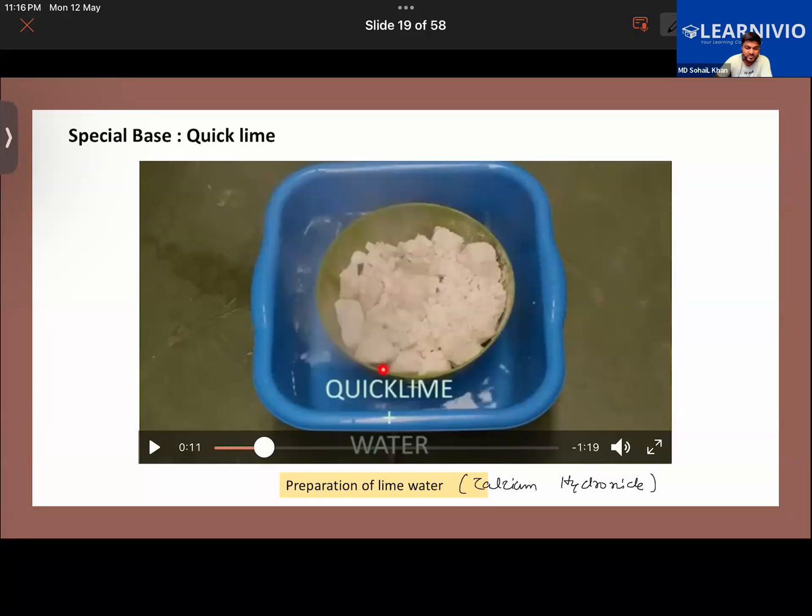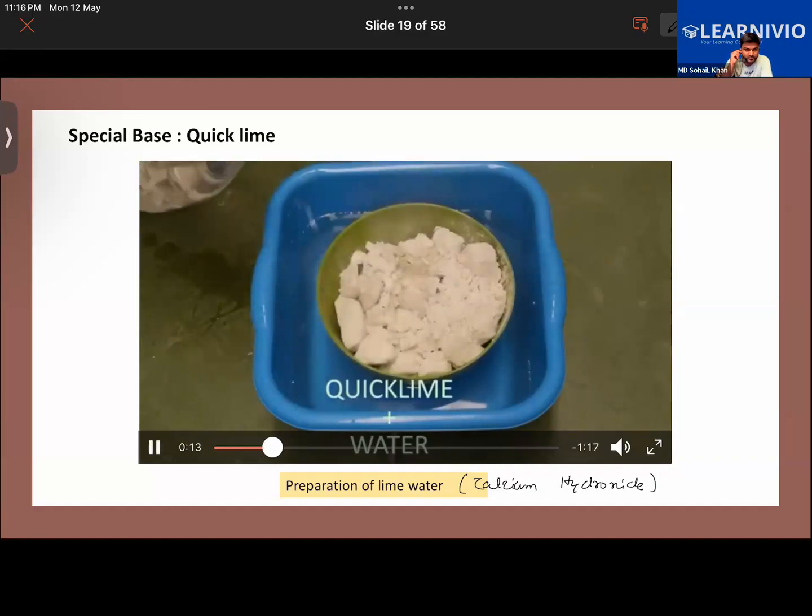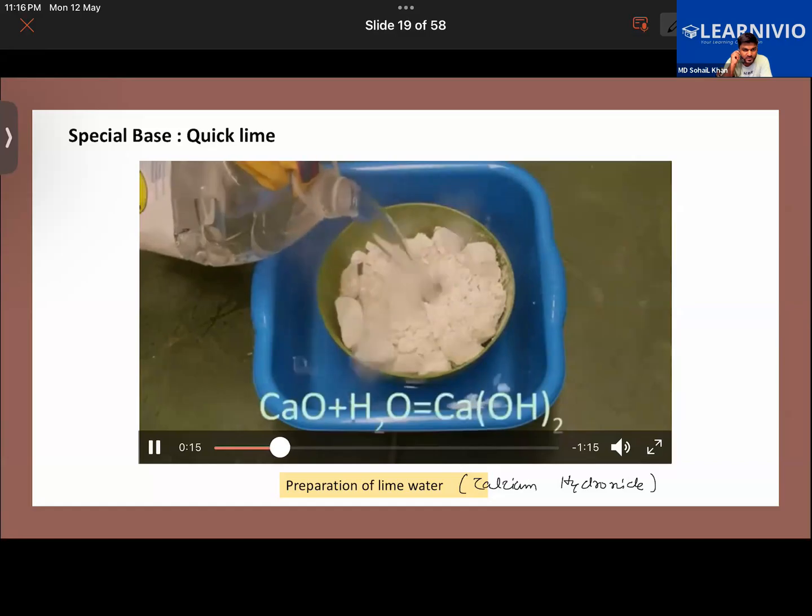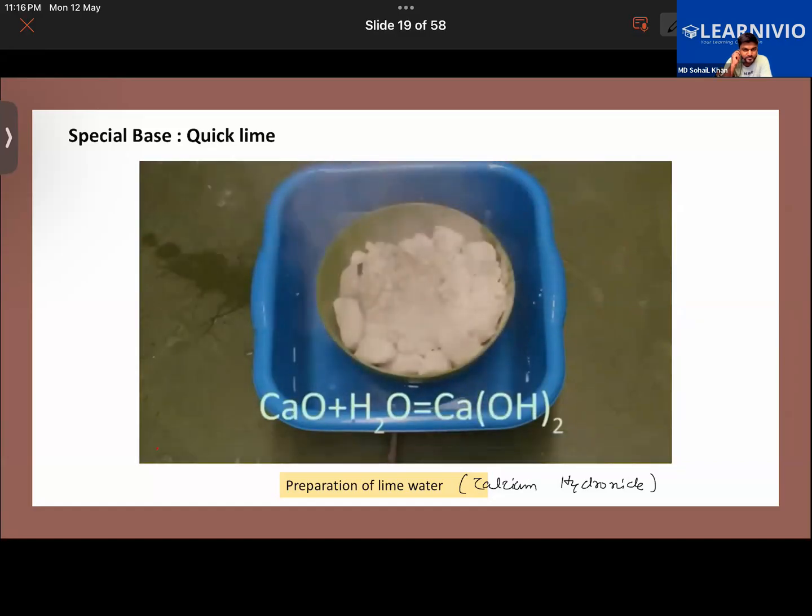This guy has taken some quicklime in the bowl and he has poured some water over it. The moment he poured the water, you will see that it gives so many bubbles and so much heat is being released here. You can even hear a little bit of explosion here.